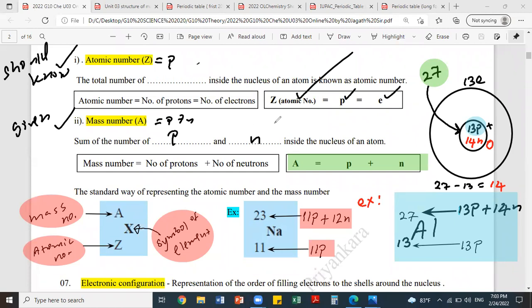Right, now we are moving to the next part, the next subtopic, electronic configuration. I'll erase the screen now.